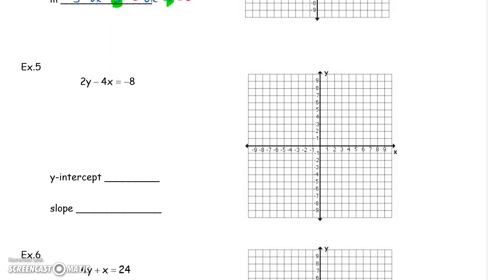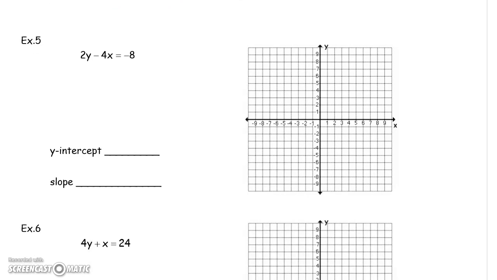Let's do example 5 together now. Same concept, except this one's a little trickier to solve for y, so let's review that again. Here's my y. Remember what we've talked about in class. I want it to be y equals. That 2 is attached to the y with multiplication. That's what I move last.